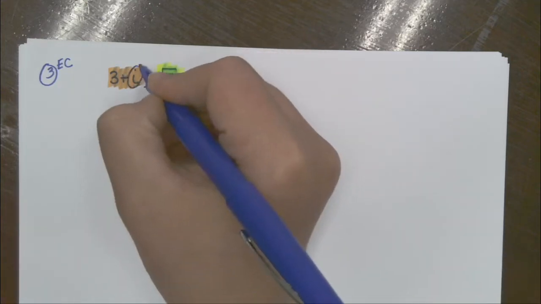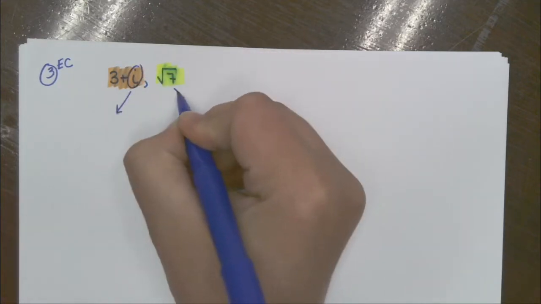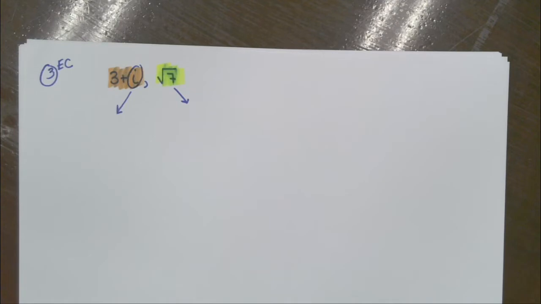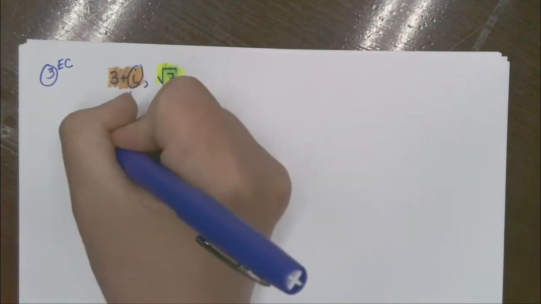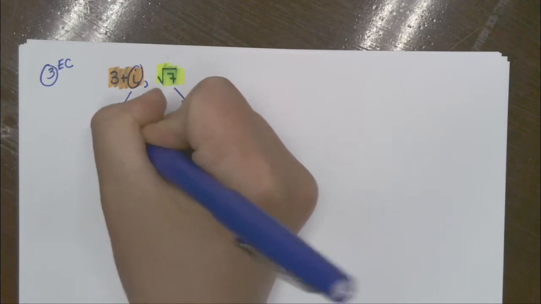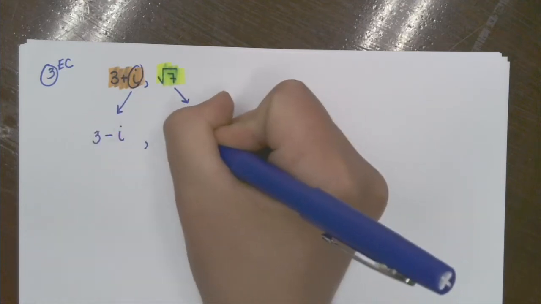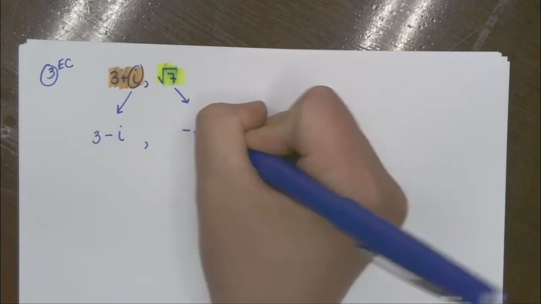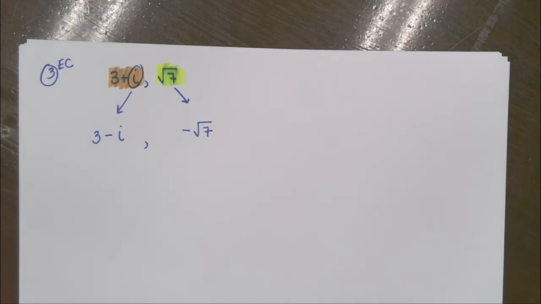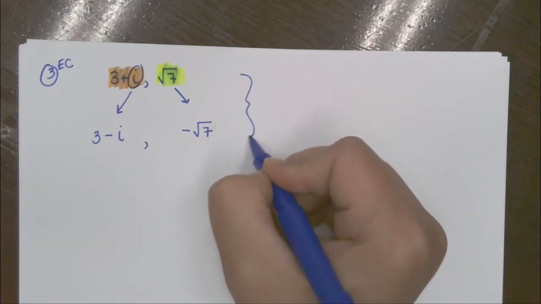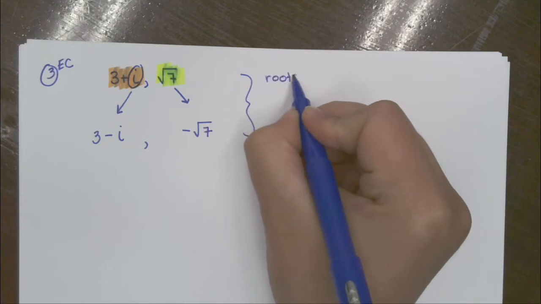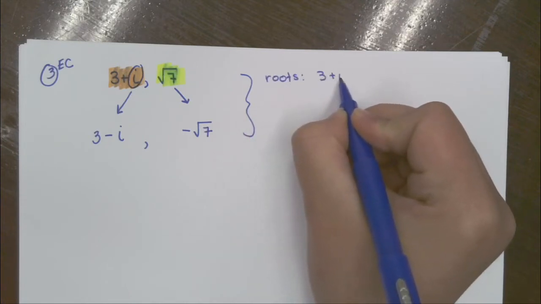Our red flag is this i, and our red flag is this square root. Anytime you have an i or a square root, a conjugate occurs. Meaning we have a 3 minus i and a minus root 7. That also exists. So if we are listing out our roots, we now have a total of 4 roots.